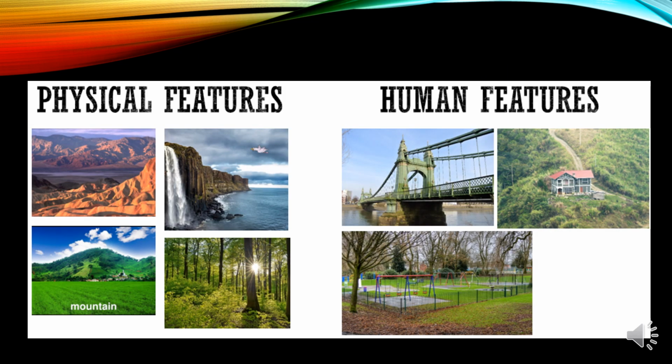Here's a reminder of some physical and human features that you might include on your map or your island of the land where the bong tree grows. So you could have some physical features including a waterfall, a forest, hills and mountains, lakes, beaches, or you might have some human features like a house, because we know from the poem that the turkey lives on top of the hill. You might have a bridge. You might even have a park in the land where the bong tree grows.